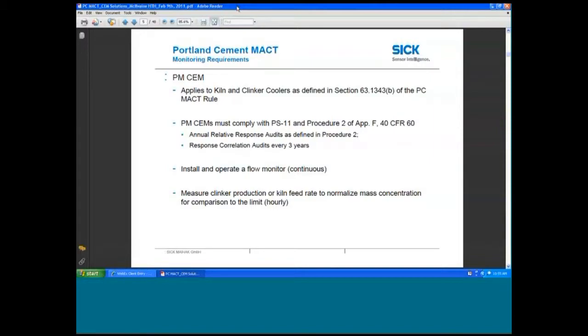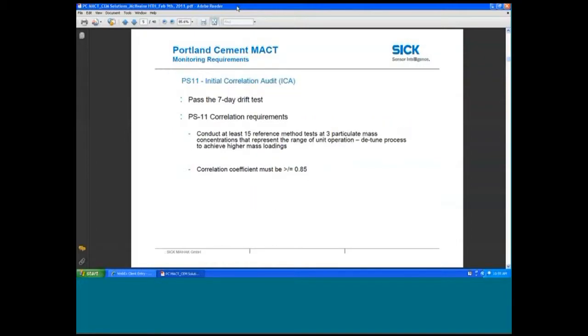As part of the PM-SEMS limit, you must also install and operate flow monitors, and you must measure the clinker production because the rule lists the original limits as pounds per ton of clinker. So move on to the next slide, please.